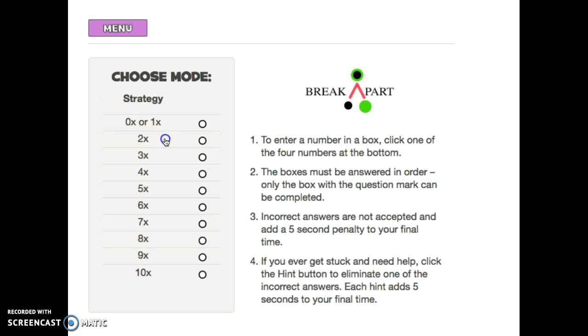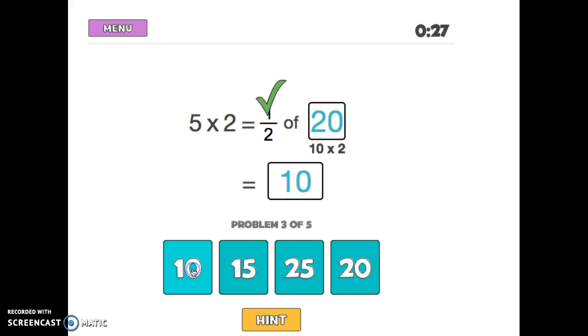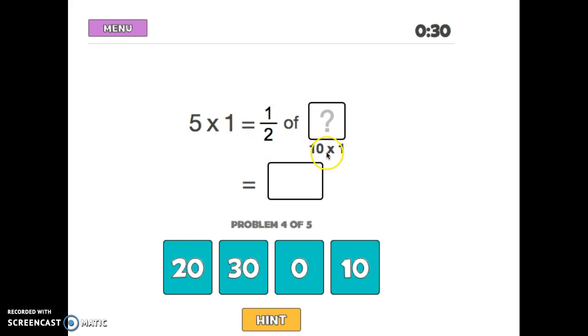We go on to multiplication times 5, and this is thinking of using tens and then taking half of that. So thinking 10 times 6 is 60, half of 60 is 30 because 5 is half of 10. 5 times 4 is 10 times 4, which is 40. Half of that is 20. 5 times 2, thinking 10 times 2 is 20. Half of that is 10.